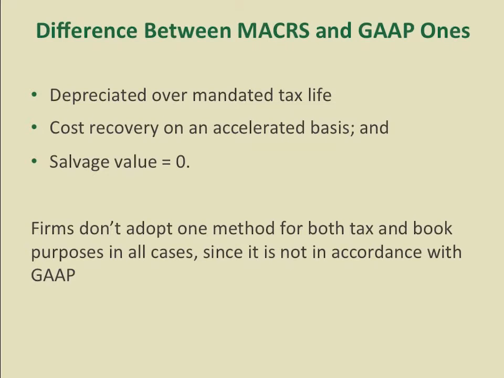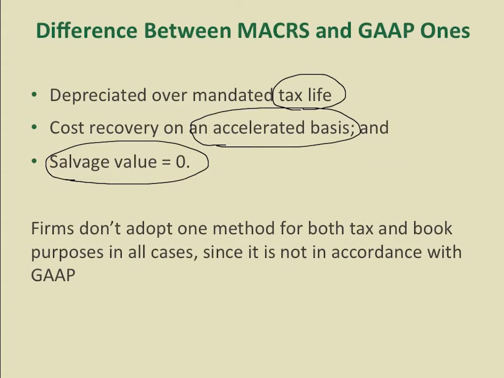There are three differences between this modified accelerated system and the GAAP depreciation system. For example, tax codes are very specific about the tax life of property. In the GAAP system, managers could estimate the useful life of a property, but here they have to follow the tax code. And secondly, they are very specific about the depreciation method, and very specific about the salvage value. Salvage value equals 0.